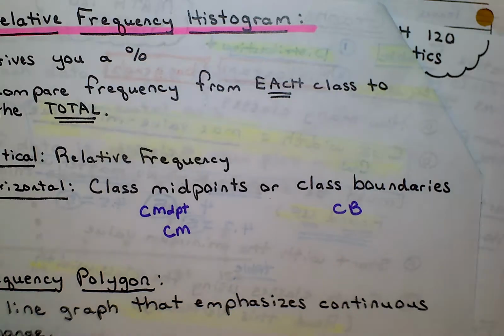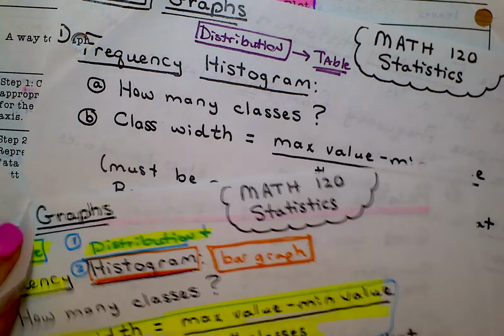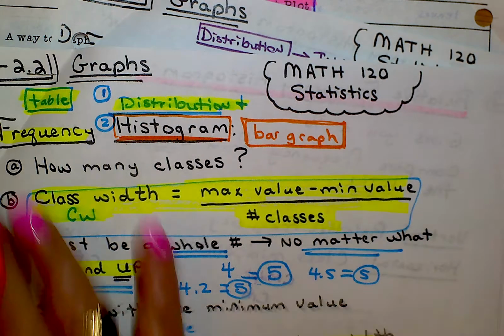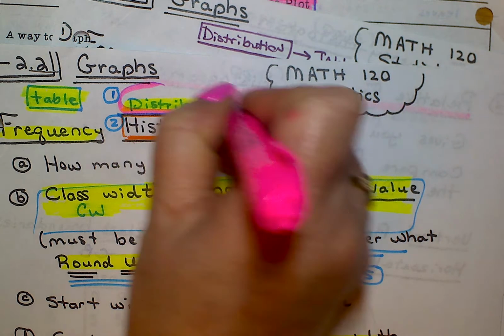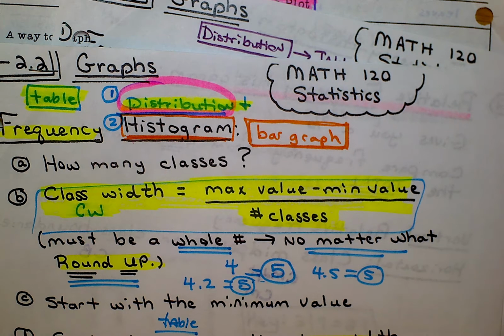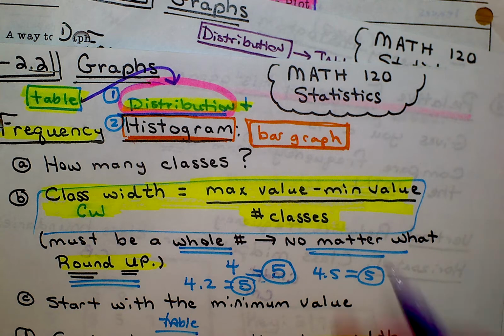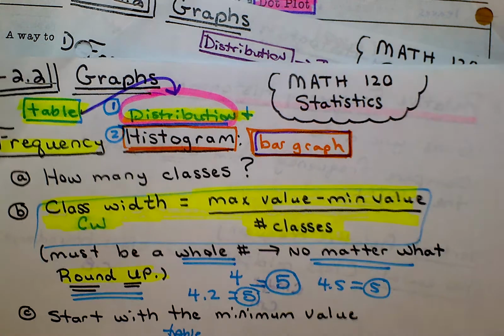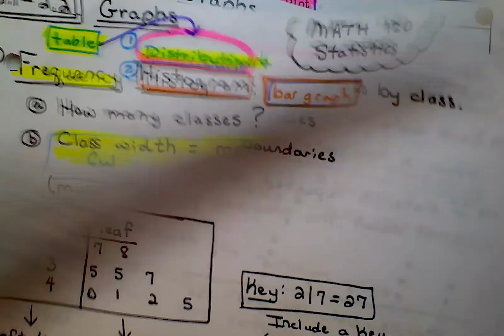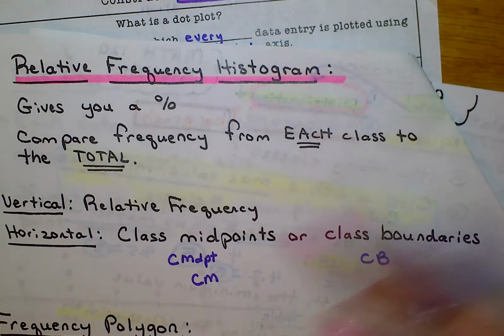Okay, in the last lecture, if you recall, I told you to mark this part out because when you're dealing with that distribution, that was your table. The histogram is your bar graph. And then what we went to today, I spoke on this with you already.